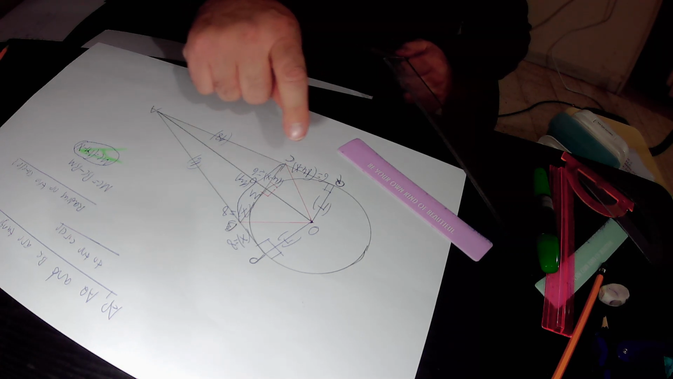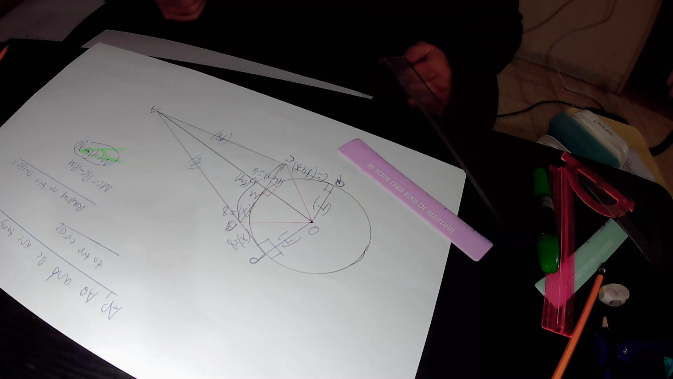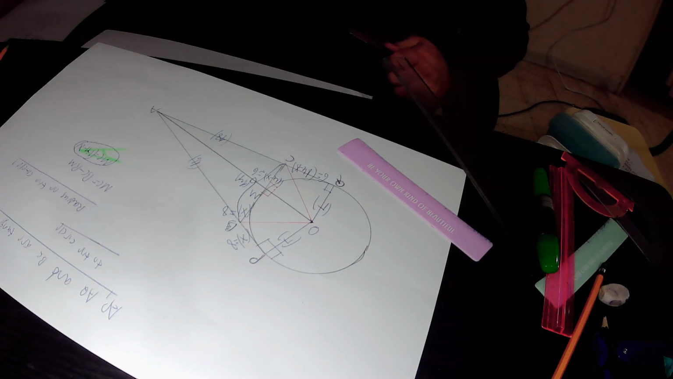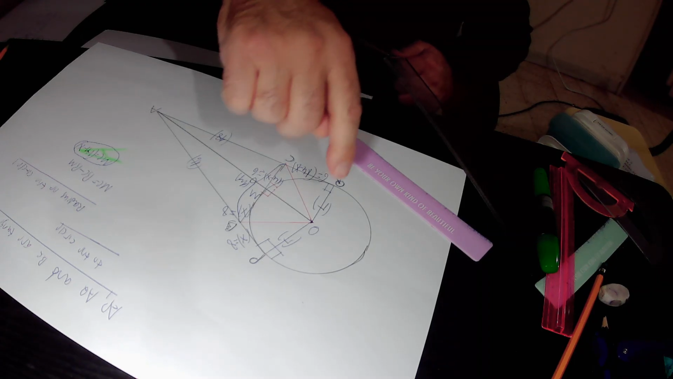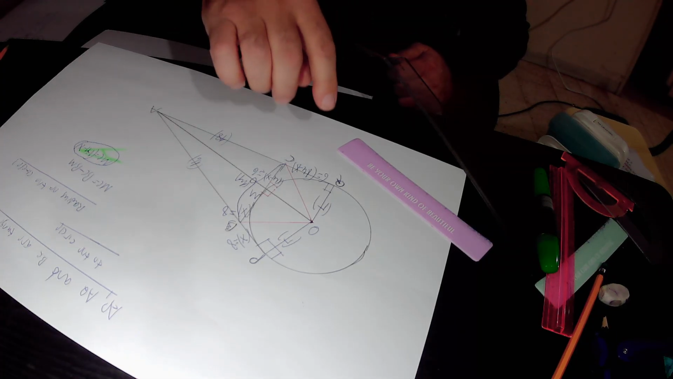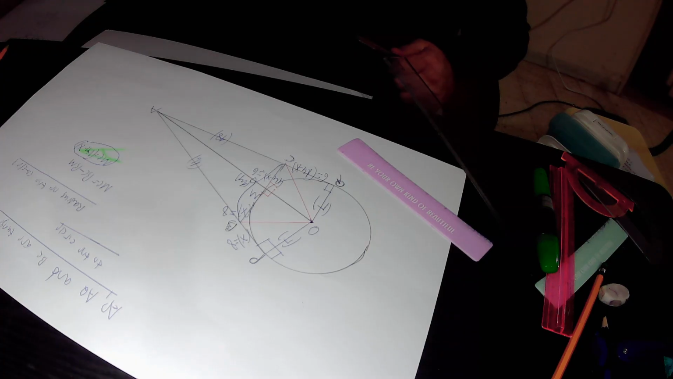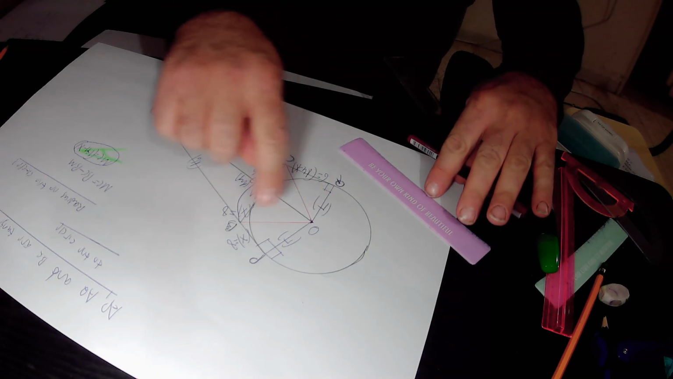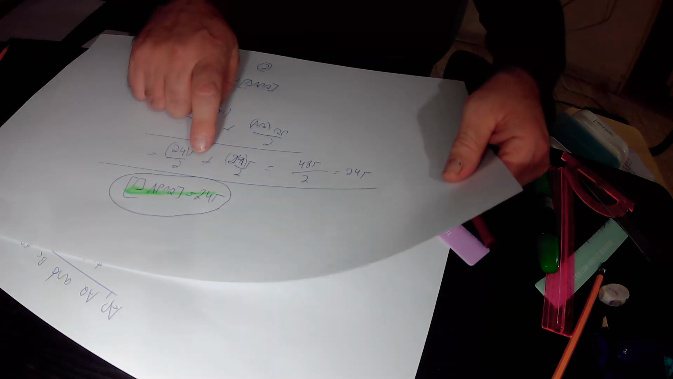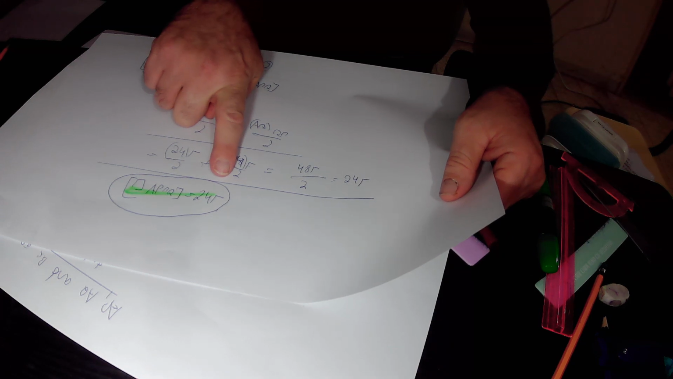quadrilateral APQO. Then we create an equation that says that the area of quadrilateral APQO according to the first method of calculation must be equal to the same quadrilateral APOQ according to the second method of calculation. We already found out that the area of this quadrilateral APQO according to the first method of calculation is equal to 24r square inches in size.